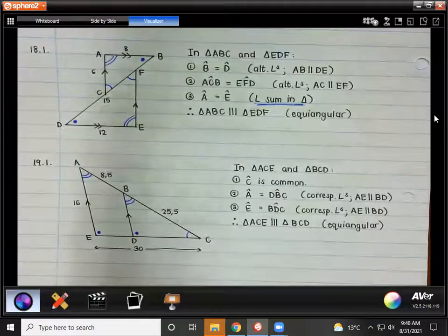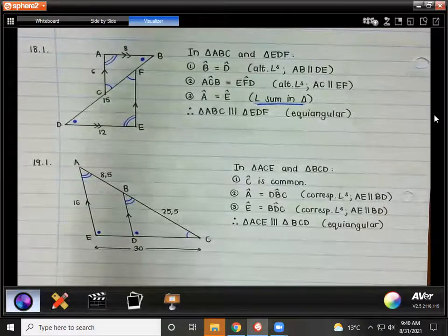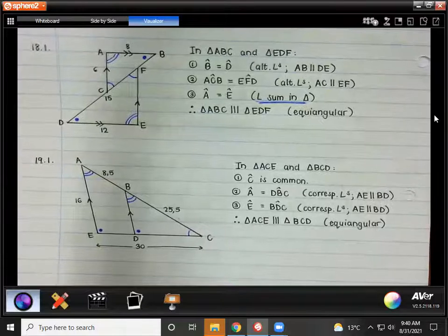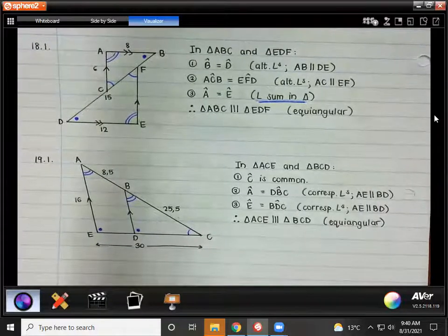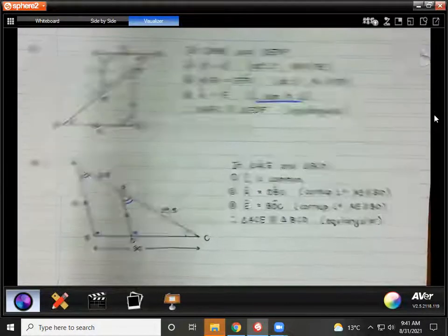Guys, you have to put equiangular there. If you don't put it there, you're going to lose out on a mark. Okay, they give a specific mark for writing equiangular. So please make sure that you are writing it there.